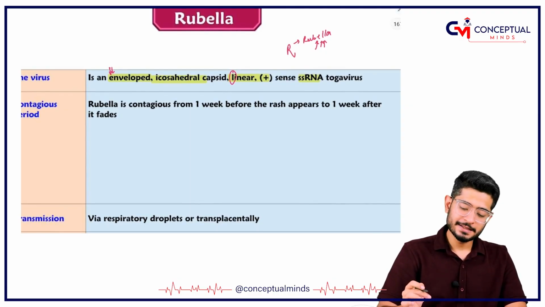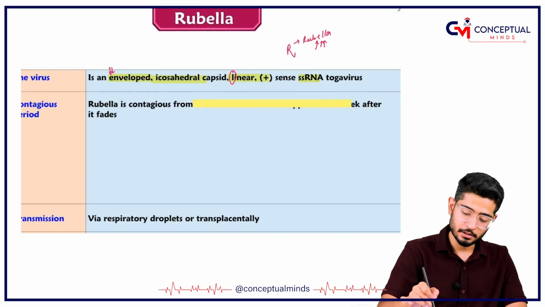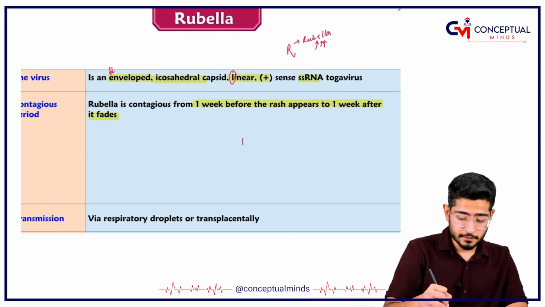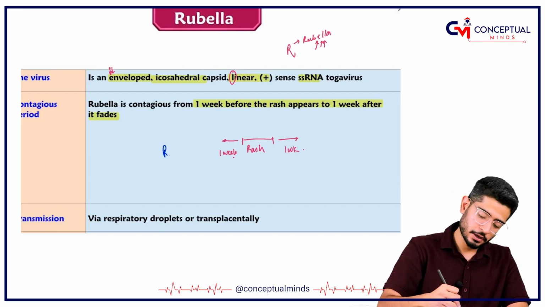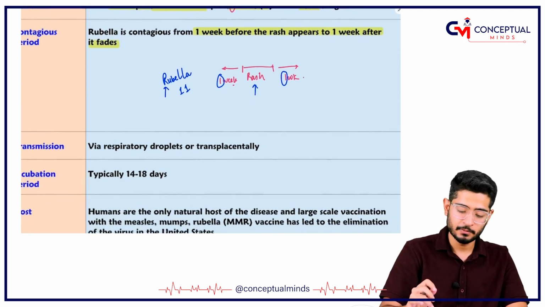Rubella is contagious from 1 week before the rash until 1 week after the rash fades. For example, this is the period of the rash, so 1 week before and 1 week after the rash, rubella is contagious. I always teach students like this: in rubella, the LL is just remembering 1, so 1 week before, 1 week after, and R, of course, for rash, and rubella starts with R.